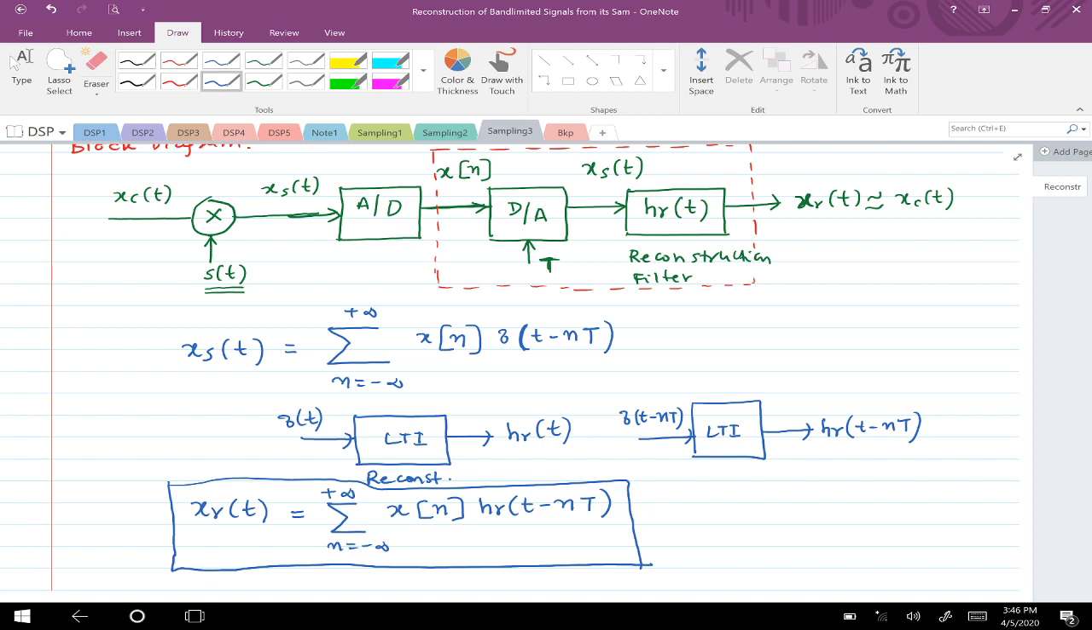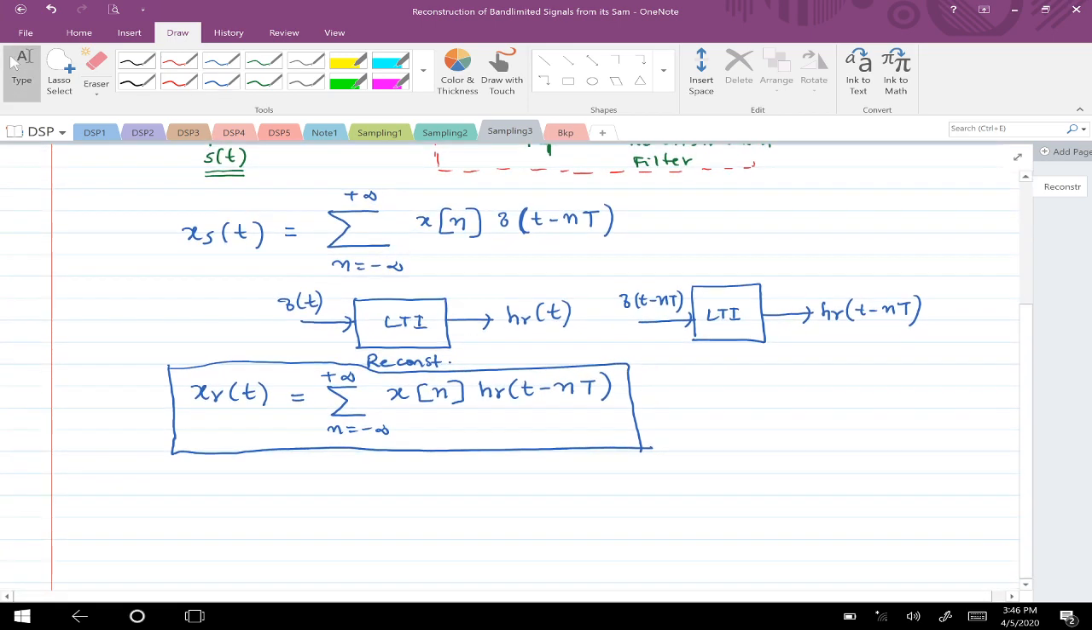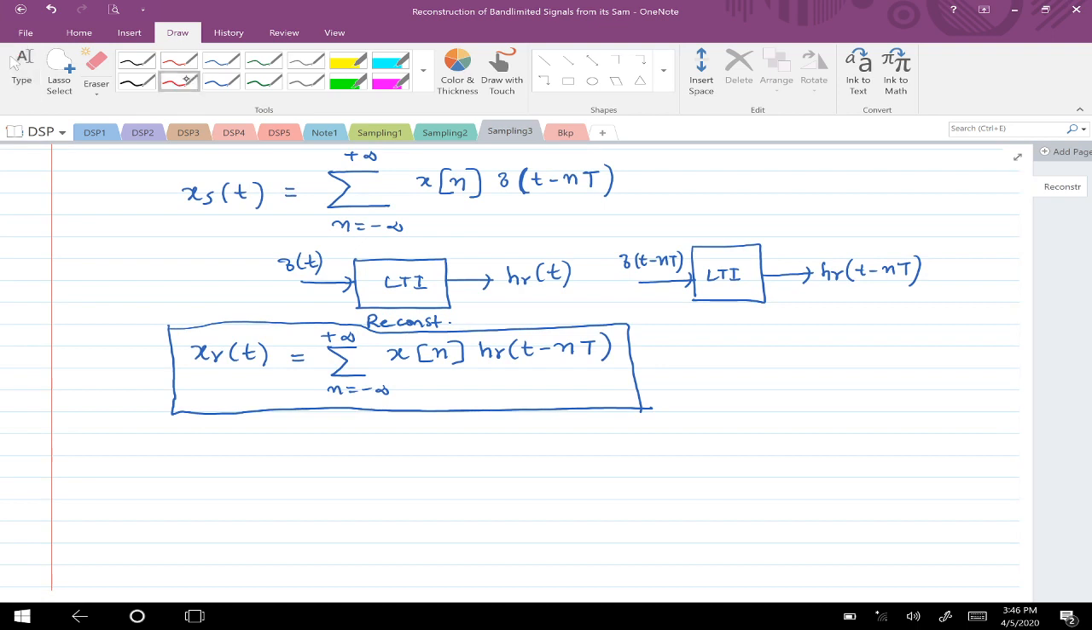Make a note here, we still haven't said anything about what exactly hr of t is as such. That's what we will be working out now. So let's do the computation of hr of t. That's what we will do now.